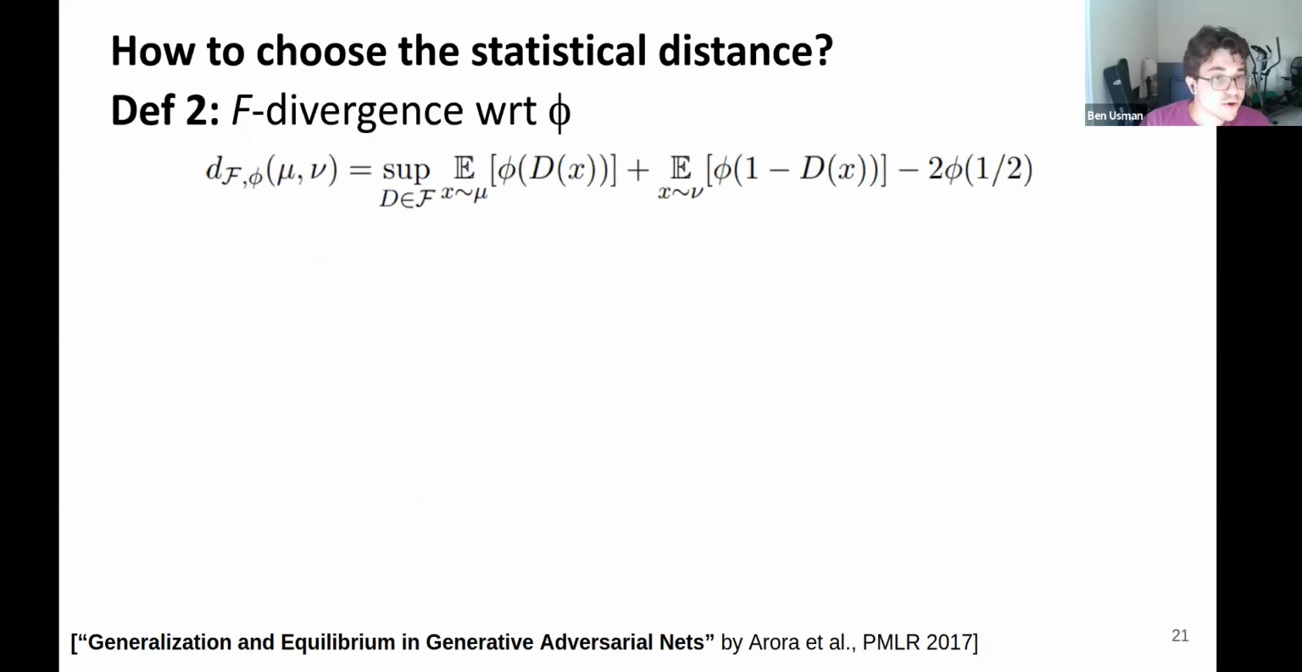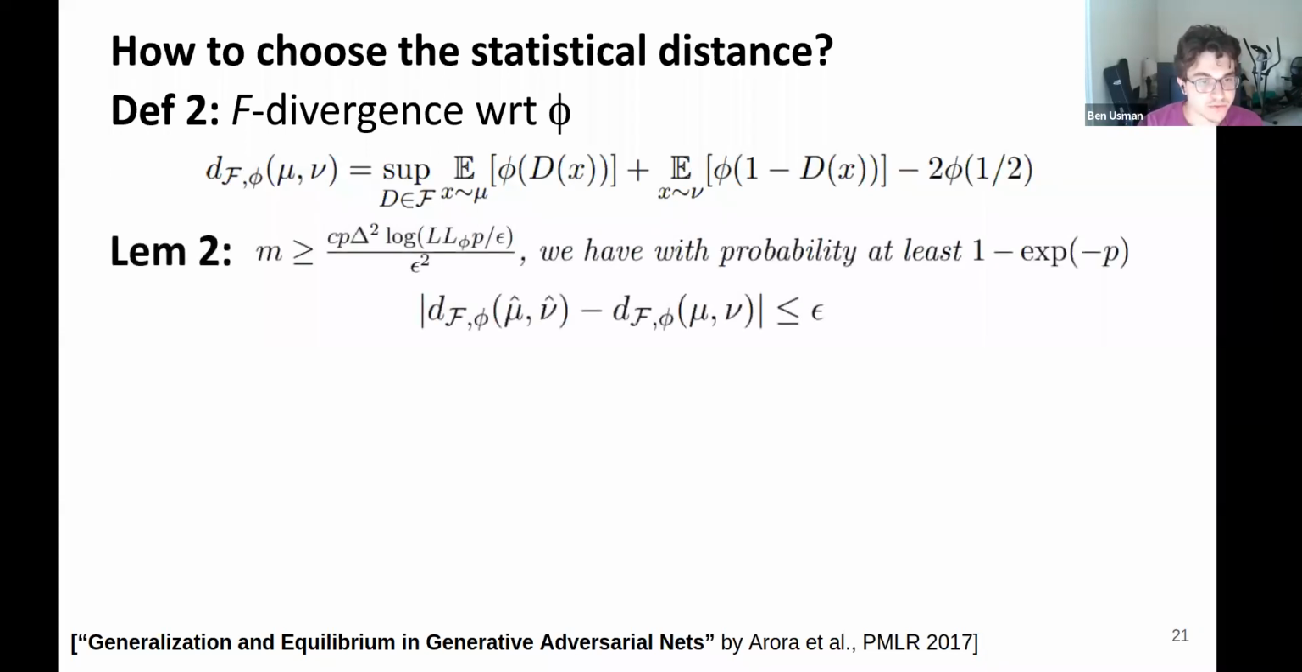But not all hope was lost, because later in this paper, they introduced a class of statistical distances called F-divergences with respect to phi that vaguely matches what we use for GANs, and show that we can approximate them well from a reasonably small number of samples if we use neural networks as discriminators. Here, C is some universal constant, P is the number of parameters in the discriminator, delta is the range of values of the function phi, which is assumed to be bounded.